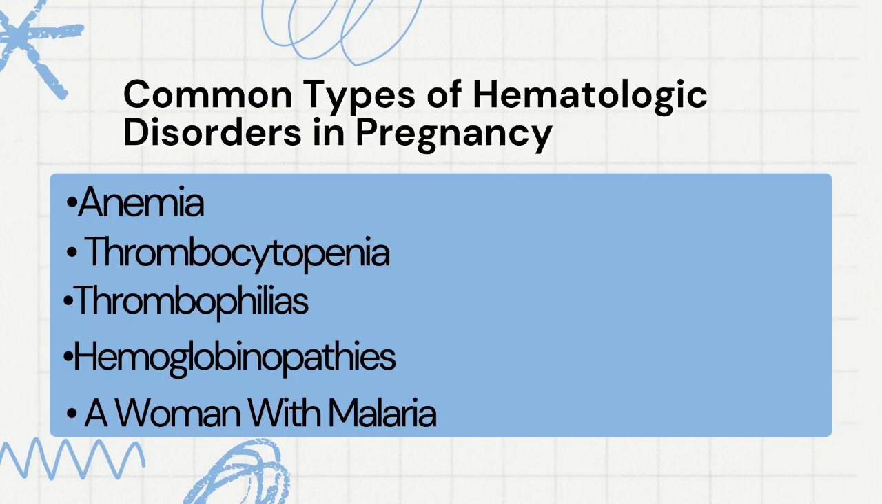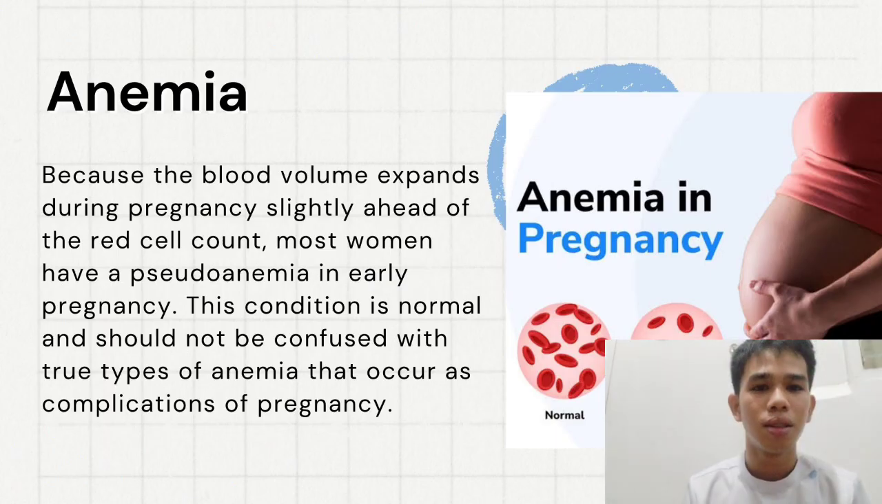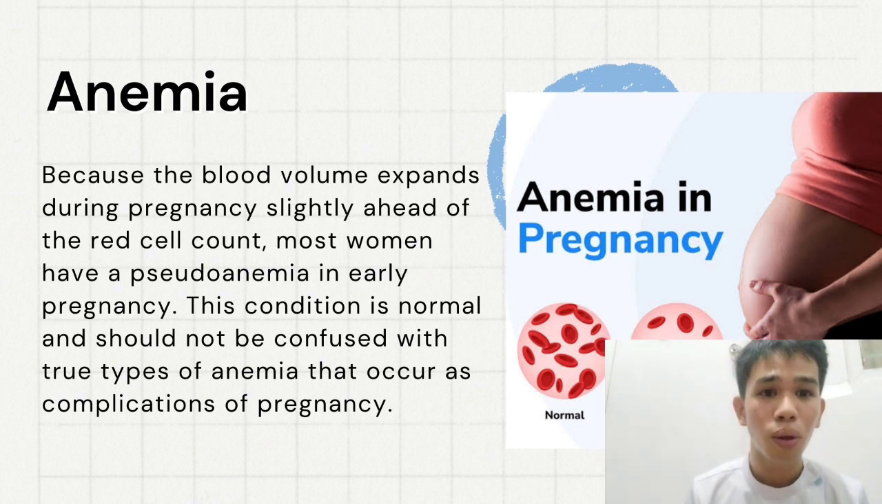So these are the common types of hematologic disorders in pregnancy. These are anemia, thrombocytopenia, thrombophilias, hemoglobinopathies, and last is a woman with malaria. So first is the anemia. Because the blood volume expands during pregnancy slightly ahead of the red cell count, most women have a pseudoanemia in early pregnancy. This condition is normal and should not be confused with the true types of anemia that occur as complication of pregnancy.